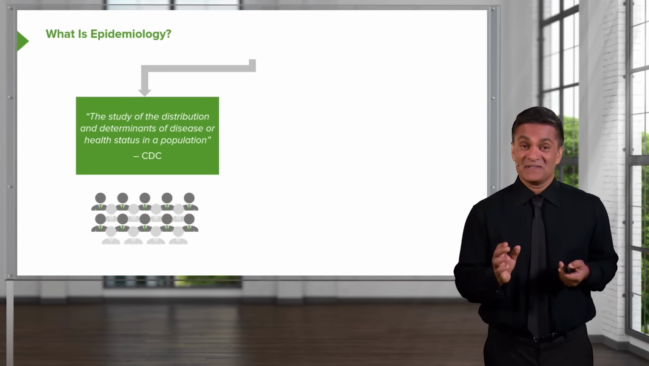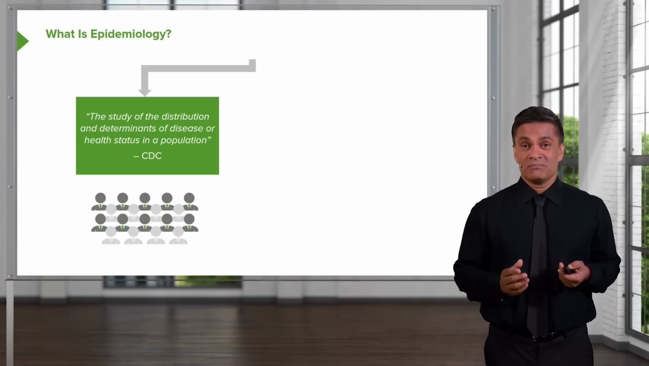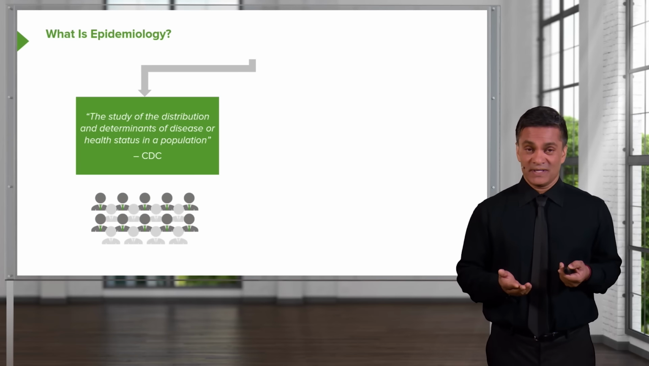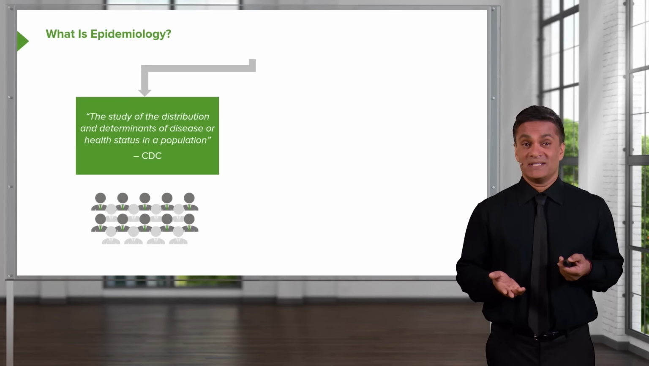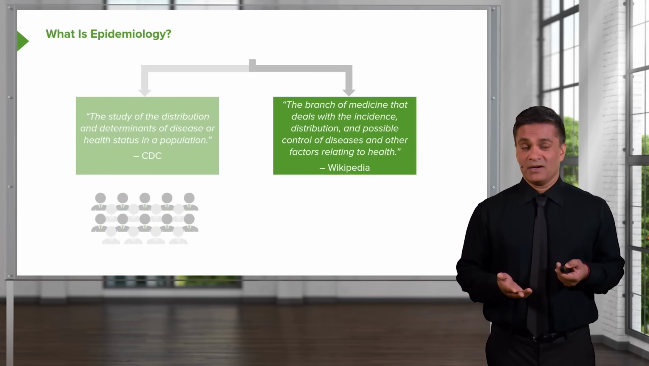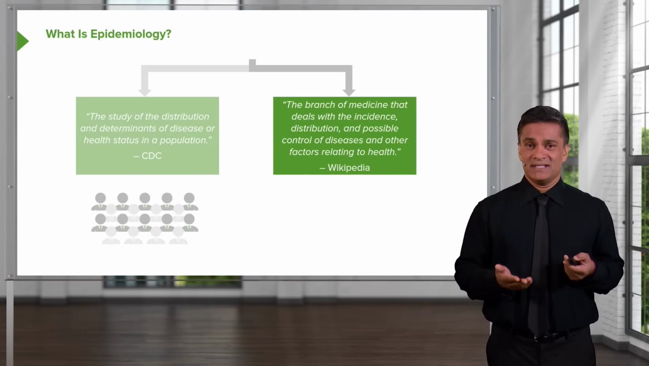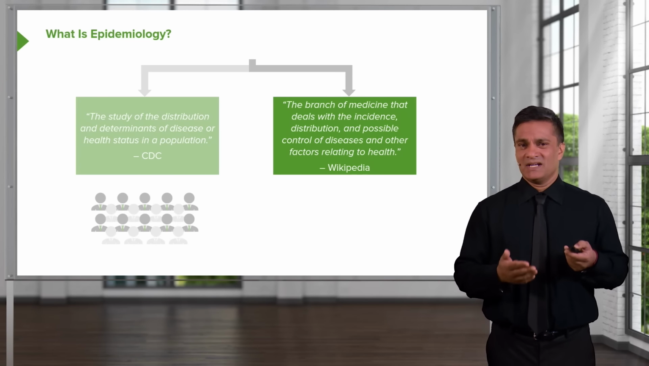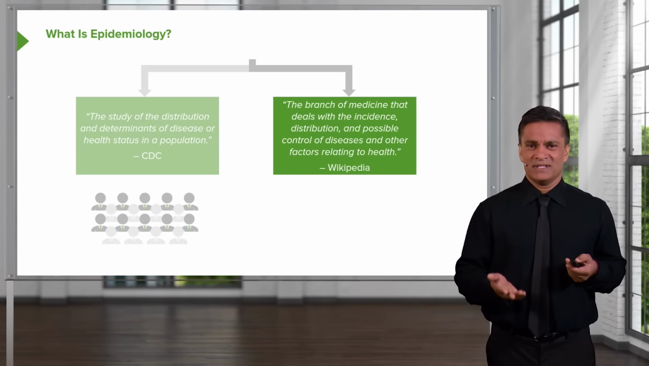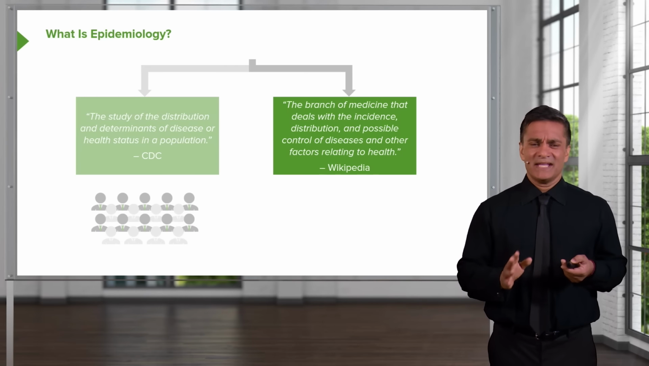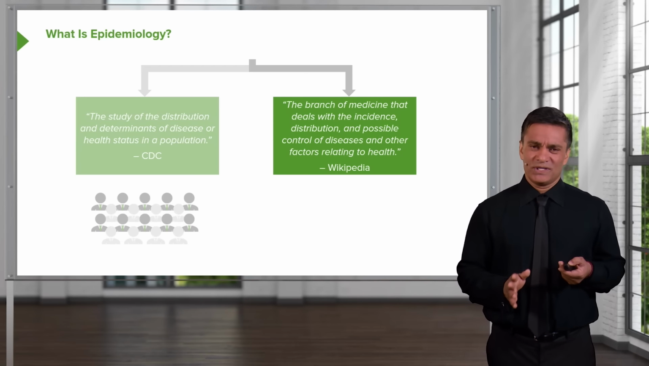So when we talk about epidemiology, it's traditional to define it first. It's difficult to define, however. One particularly popular definition is offered by the Centers for Disease Control in Atlanta, Georgia, and they say that epidemiology is the study of the distribution and determinants of disease or health status in a population. Okay. Wikipedia offers a little more complicated definition, calling it the branch of medicine that deals with incidence, distribution, and so forth. I would add in prevalence and mortality and so forth. It gets complicated pretty fast and pretty dry.